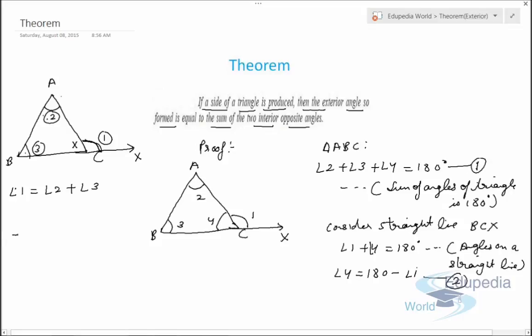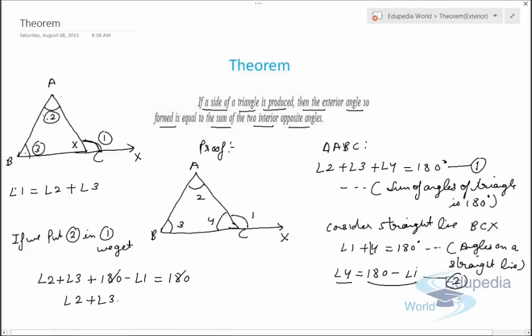Now, if we put equation 2 in 1, instead of angle 4 we write 180 minus angle 1. Now it will come out to be angle 2 plus angle 3 plus 180 minus angle 1 equals 180. So we get this equation. Now this and this will get cancelled, so we are left with angle 2 plus angle 3 minus angle 1 equals 0. Now we take angle 1 to this side, so we get angle 2 plus angle 3 equals angle 1, or we can write angle 1 equals angle 2 plus angle 3.